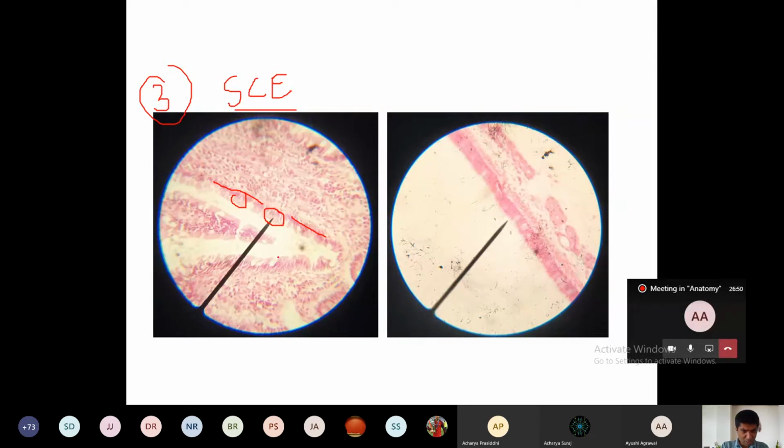See here, the height of the cell is taller than the breadth of the cell. You can see each and every cell, and inside you can see a nucleus, oval nucleus, which is away from the basement membrane, and you can see this is the epithelium from the GIT. Microvilli you can see, and some goblet cells also you can see in between. All these are the features of the simple columnar epithelium.